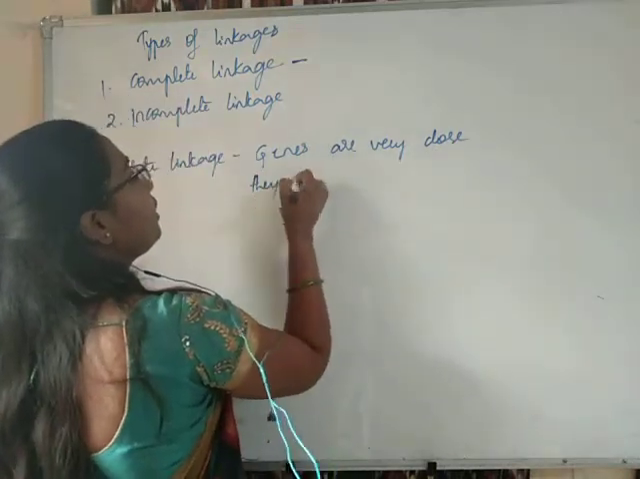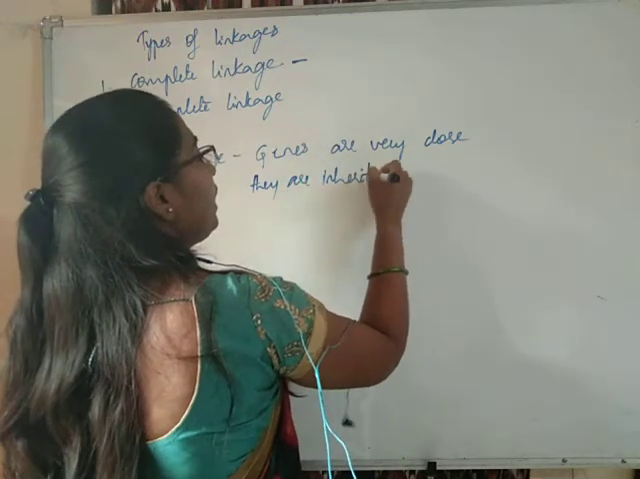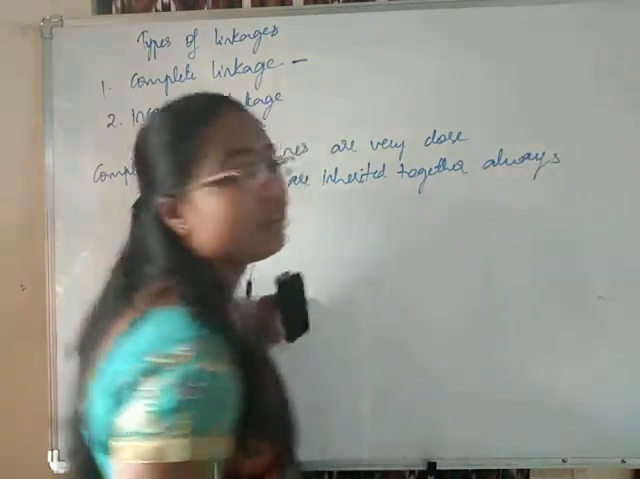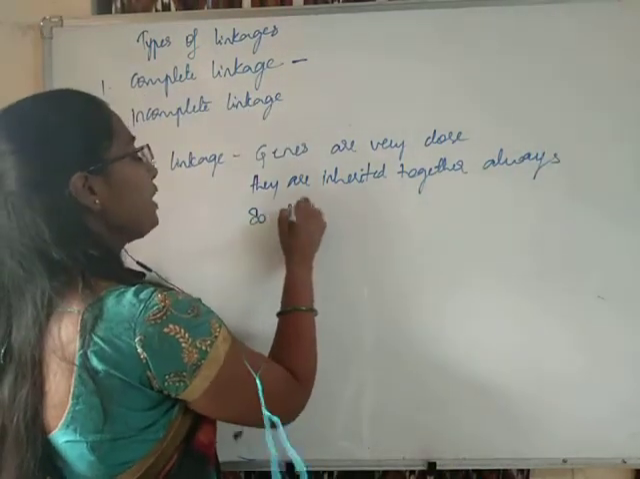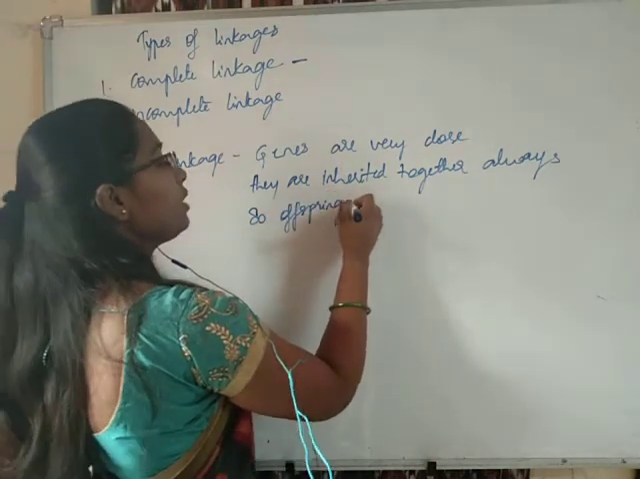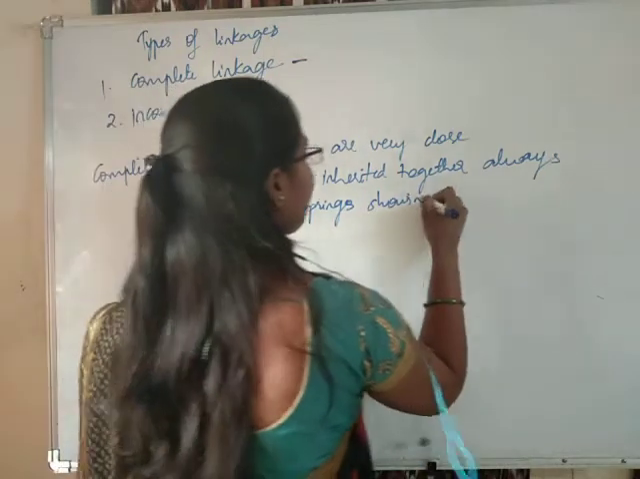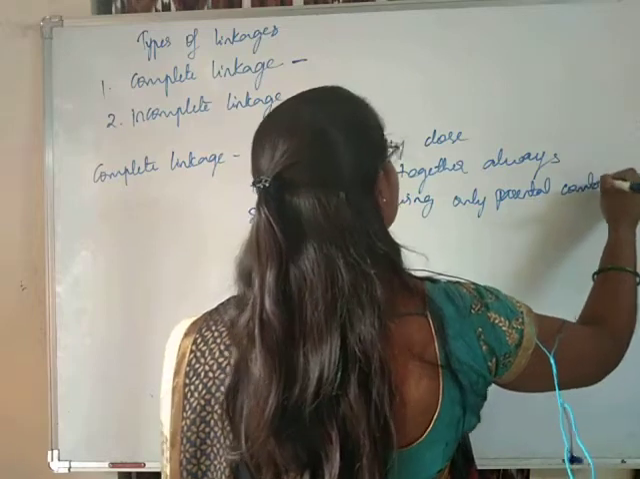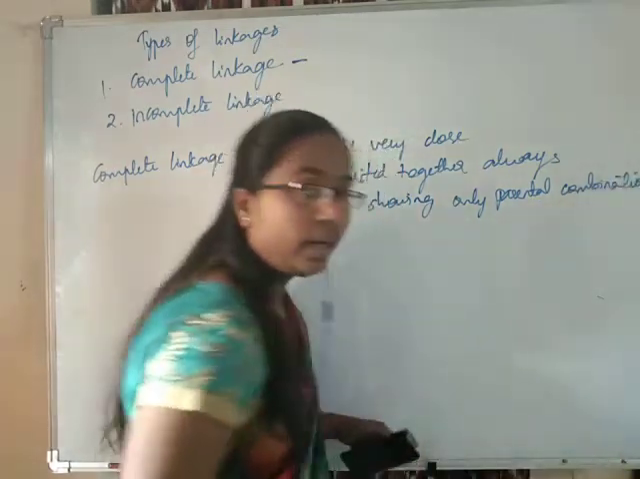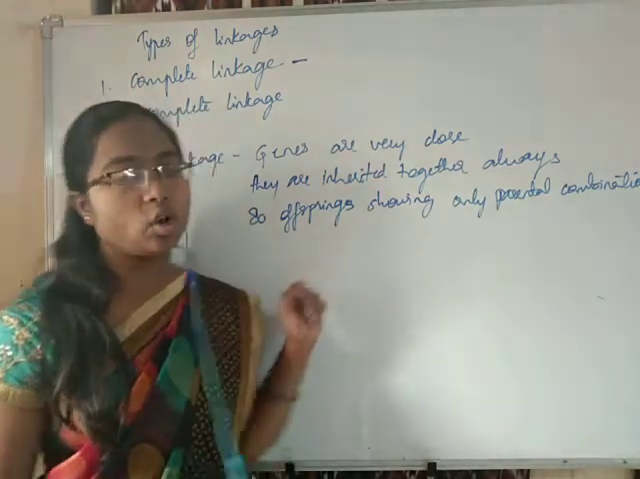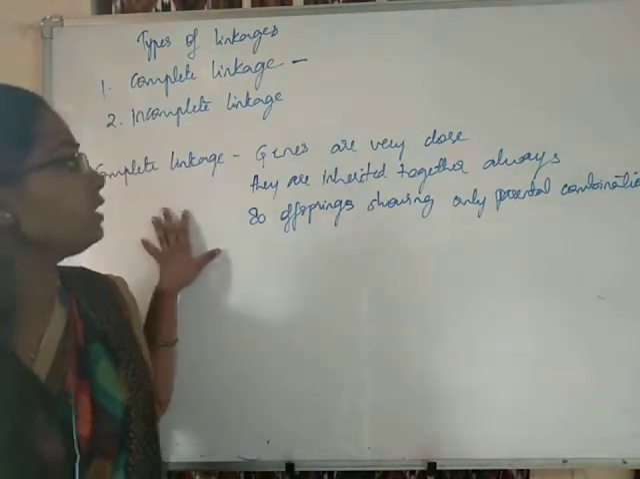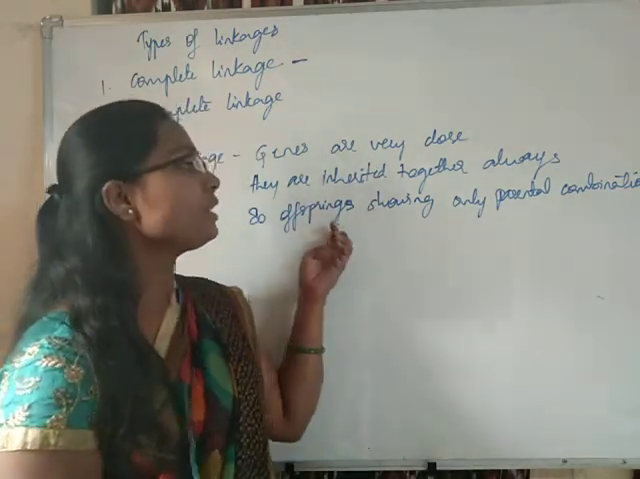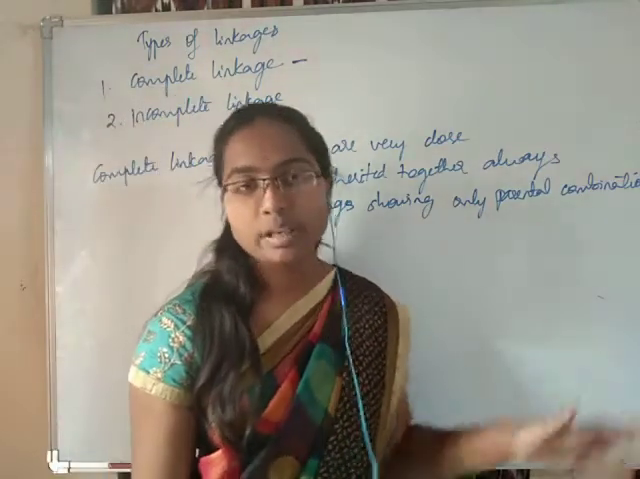They are always inherited together. So the offsprings will show only parental combinations. This is complete linkage. The genes are located very close to each other so that they are always inherited together, and the offsprings will always show the parental combinations only.